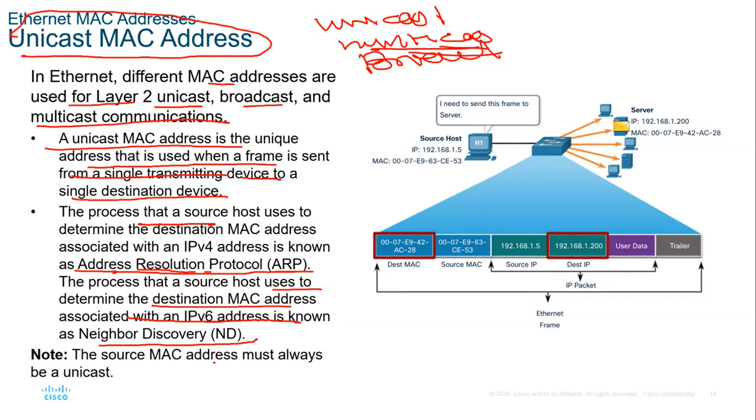So note, the source MAC address must always be unicast. The source will always be a single address, but the destination can be single, which is unicast, one-to-one, or multicast, one to a group, or one to the entire network, which is the broadcast.